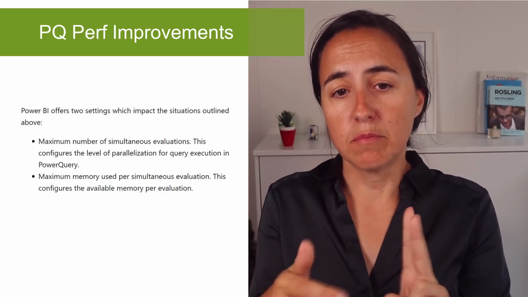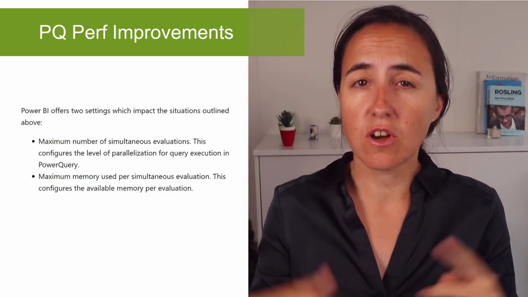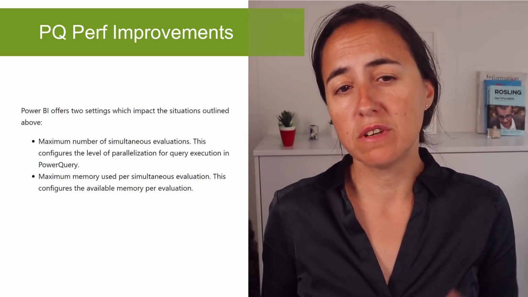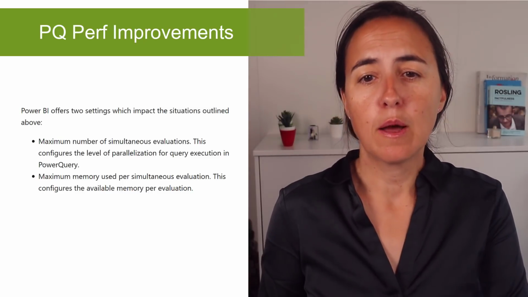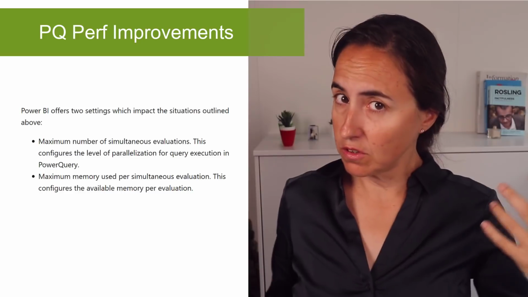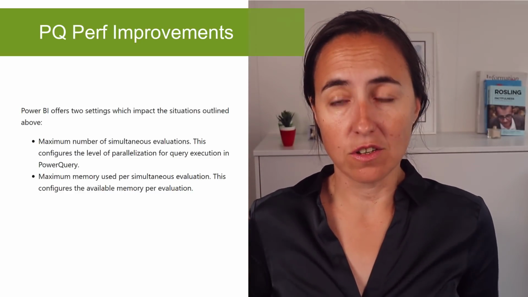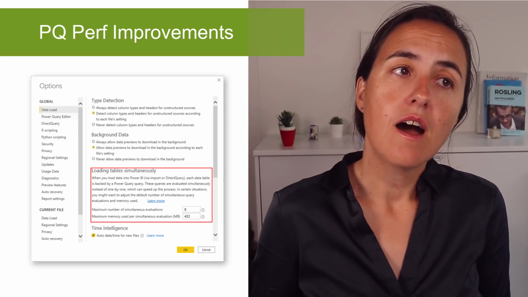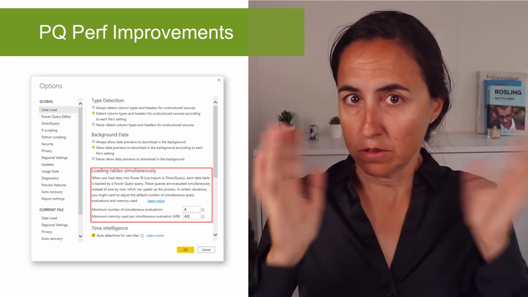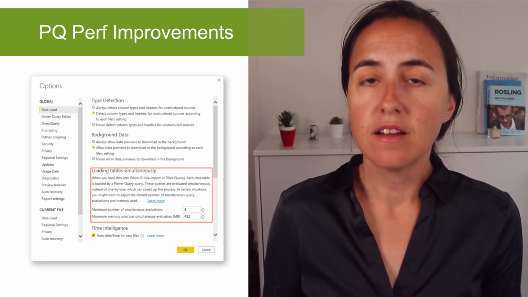You have the maximum number of simultaneous evaluations, so how many queries can run in parallel, and you have the possibility to set the maximum memory per evaluation, which is 4 MB, but you can actually increase that. You can increase that just for your model. And the setting is on the settings pane.